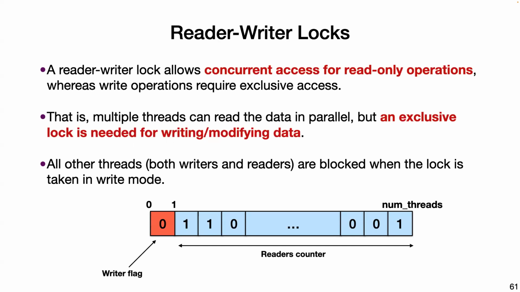And the way that you would implement that, you can think about implementing it as an array where you have one flag if it's in write mode, and you have a bunch of counters for read mode, and the number of counters can be equal to the number of threads. That's the easiest one, and then you just set a bit if your thread is taking it in read mode. And everybody else has to stop if it's in write mode.